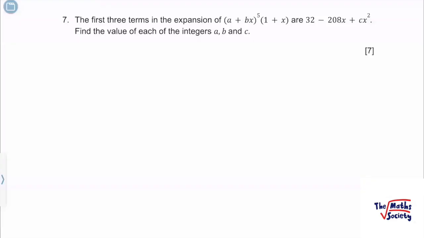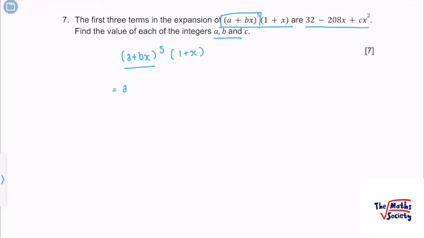Okay, so now for question 7, it says that the first 3 terms in the expansion of this are 32 minus 208x plus cx squared. Find the value of each of the integers a, b, and c. So we just need to firstly expand this one first. So it's a plus bx the whole power 5, right? And that's times 1 plus x. So we're going to expand this one first.